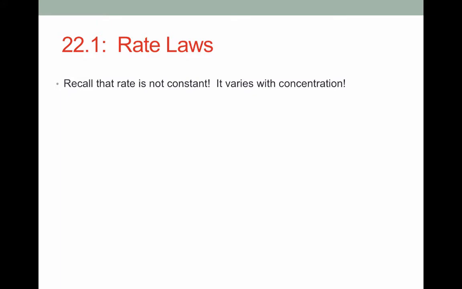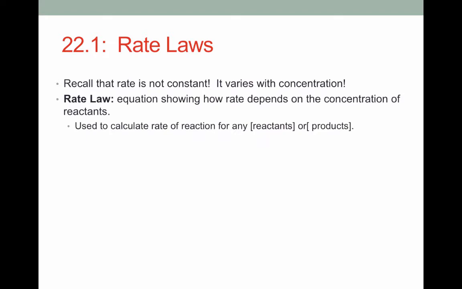Recall that we saw in the last video that rate is not constant. As the concentration of reactants decreases, the rate of the reaction tends to slow down. Therefore, taking the average rate over the course of the entire experiment doesn't tell us much. Instead, we use something called a rate law.